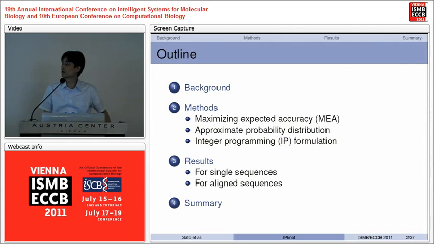First, I'm going to talk about the background of this work, reviewing previous studies for predicting RNA secondary structures with pseudoknots. Then, I'll describe our method using integer programming. After that, I'll share with you some of the highlighted results on various datasets to confirm our method. And finally, I'll make a summary and talk about future plans.